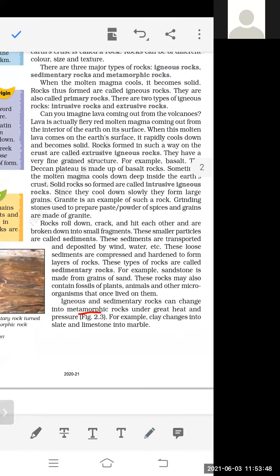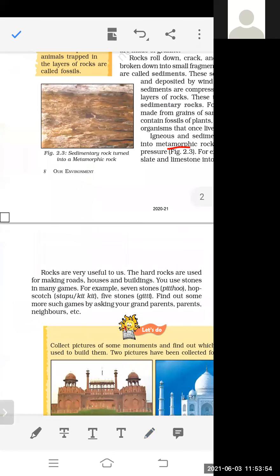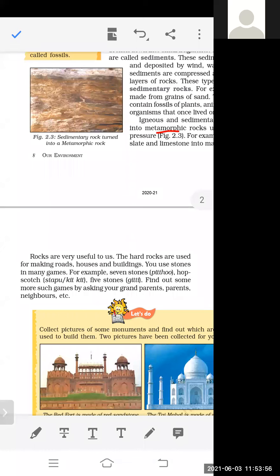This change can be in the form of their size, their color, and any type of crystals. So when igneous and sedimentary rocks come into contact with heat and pressure, they change their form. That is called metamorphic rock.